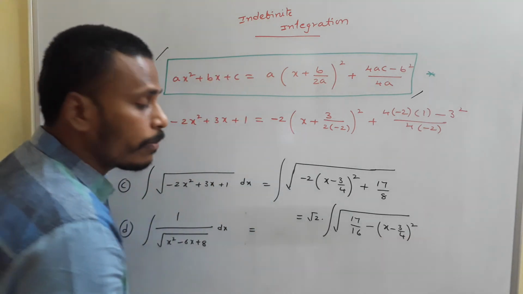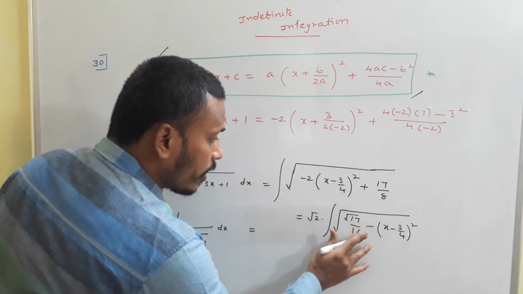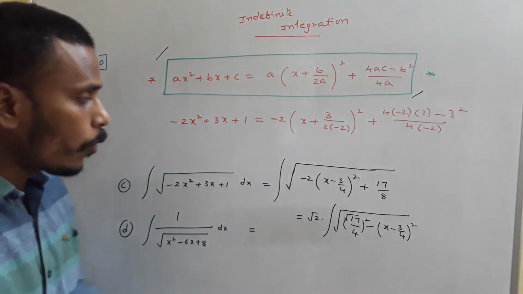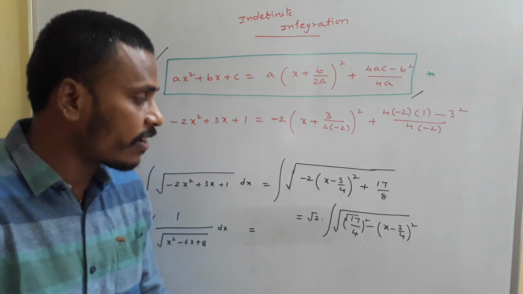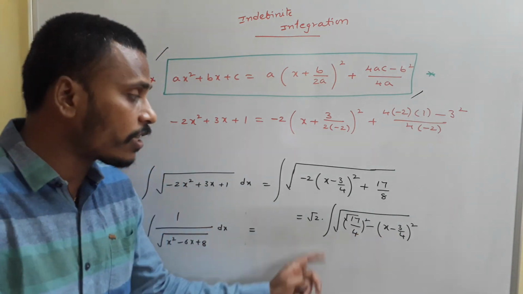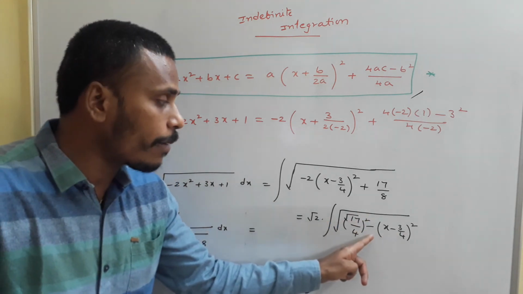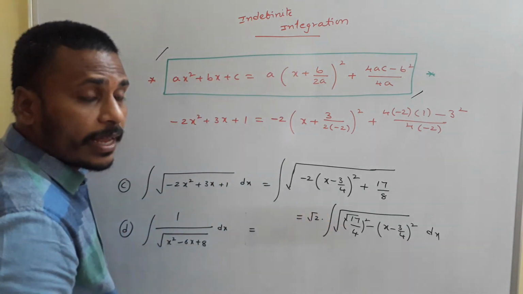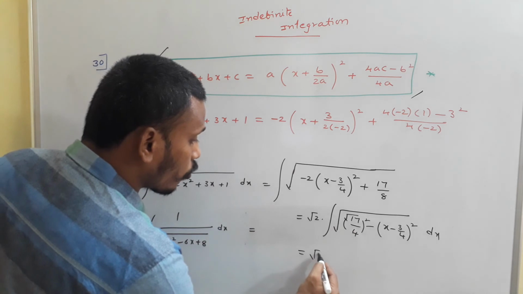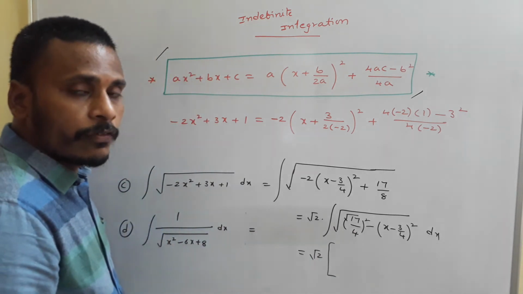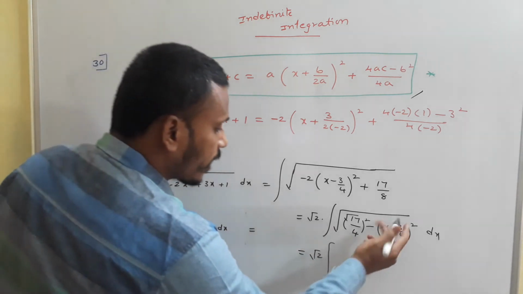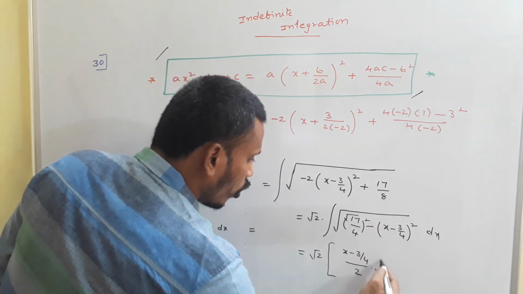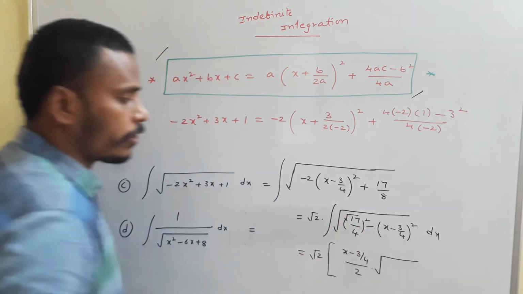And what is this 17 by 16? This is nothing but root 17 by 4 whole square. Just observe carefully. Now it is a square minus x square, is it right? A square minus x square under the root a square, some constant square minus x square dx. So since it is under the root a square minus x square dx, this is equal to root 2 into, first bit, x by 2. X is what? X minus 3 by 4. So x is x minus 3 by 4 here by 2 into root of this total expression.